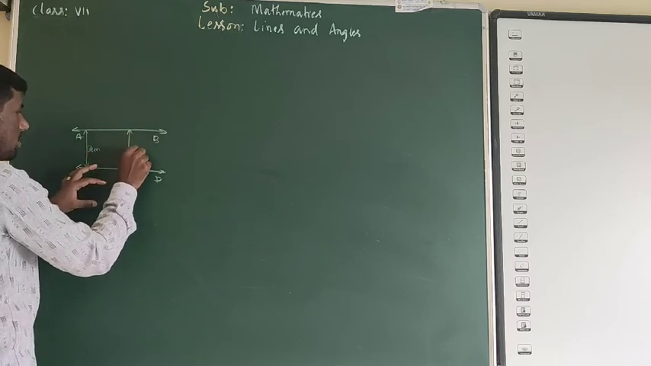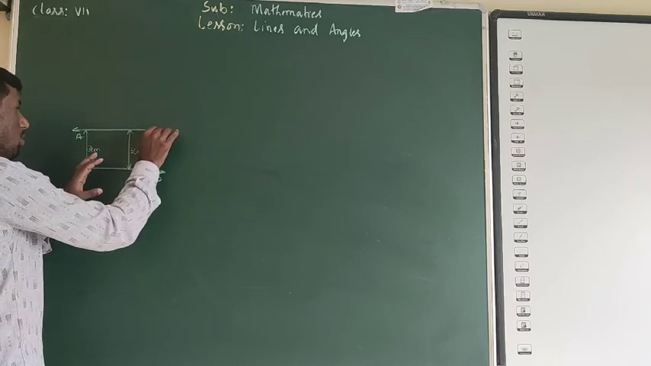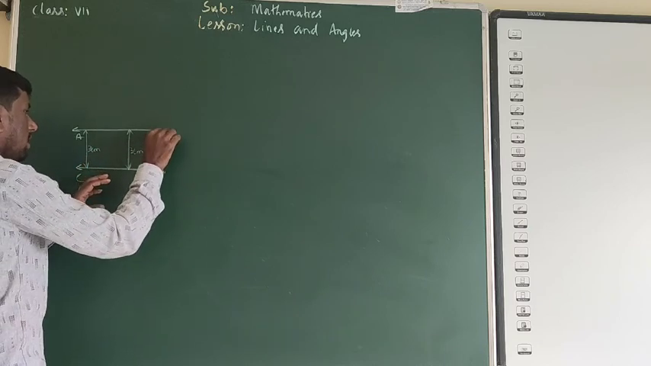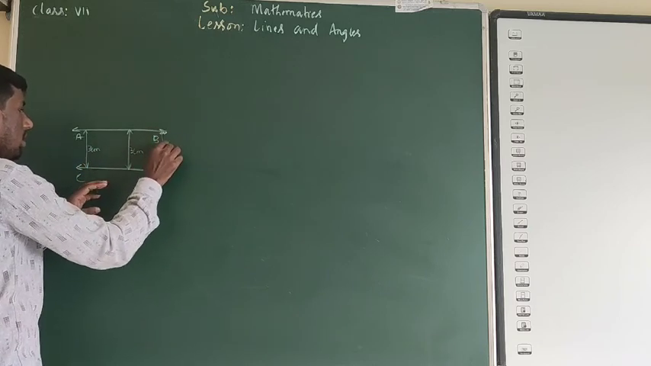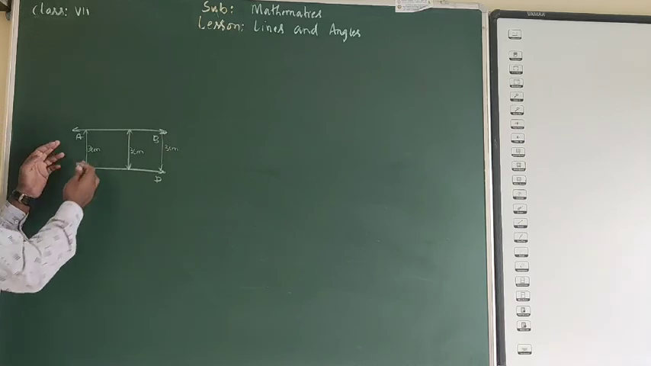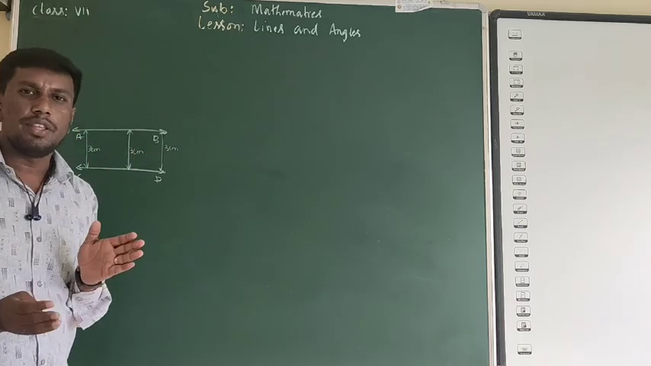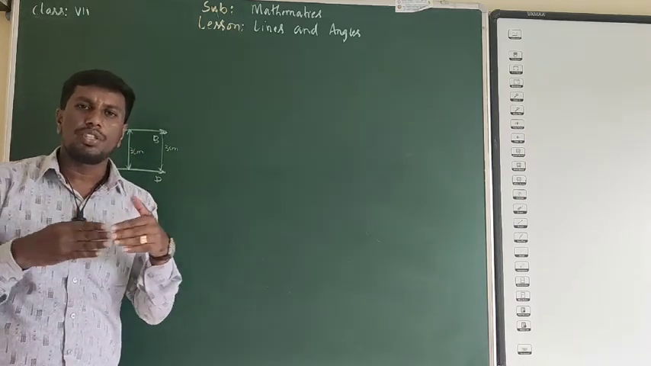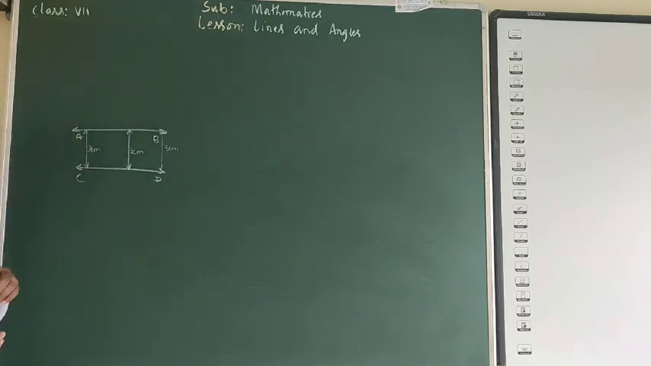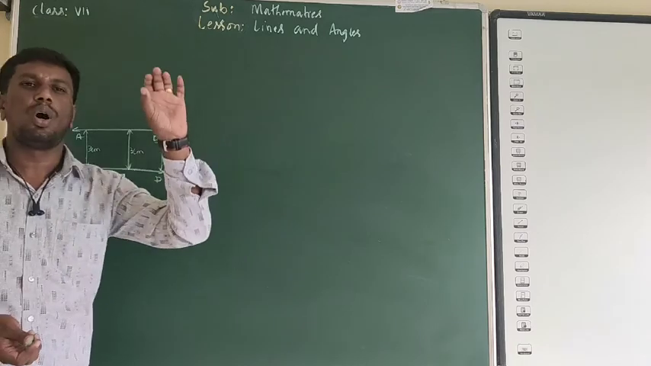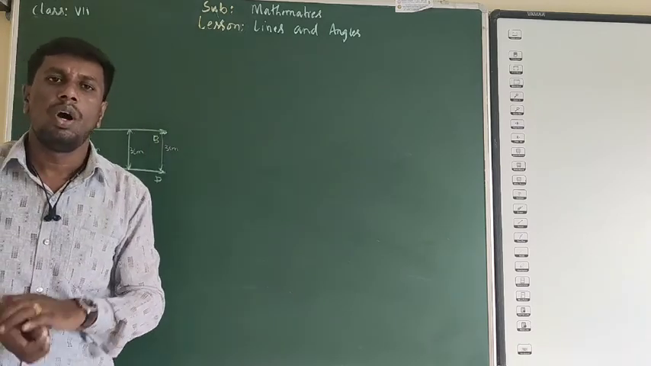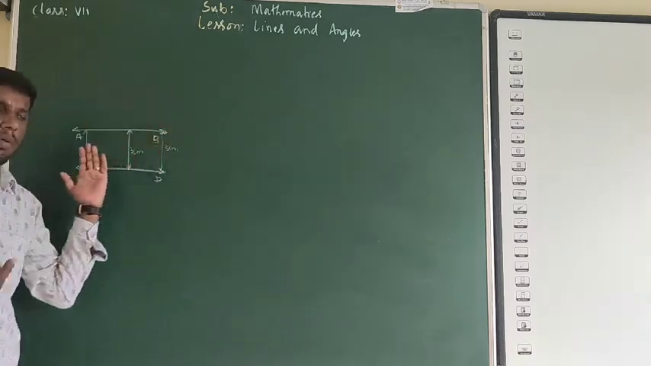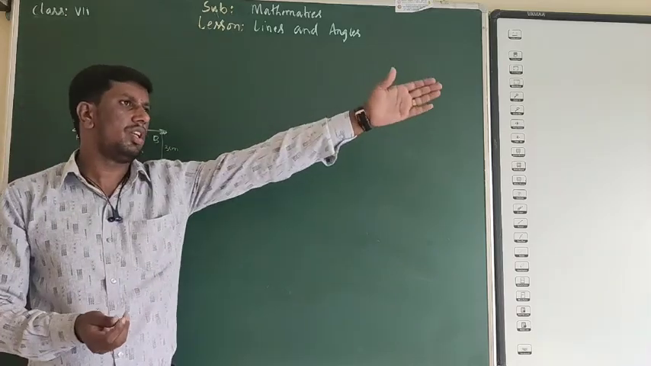If it is there also 3 cm, then go for one more point and measure that. There also 3 cm. Then you can conclude that those two lines are parallel. They are not intersecting each other. Those two are parallel. That means the distance between those two lines must be the same at all the points.